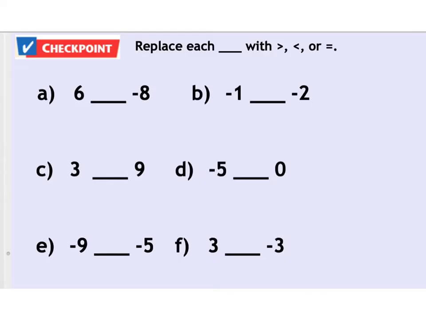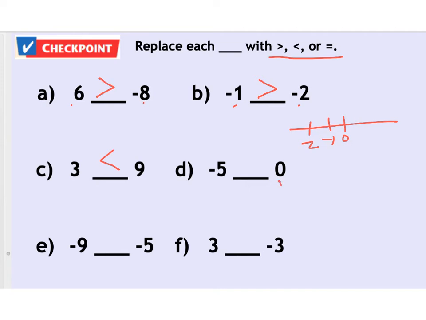You can pause and do these by yourself. Otherwise, we're going to do them and just put in greater than, less than, or equal to if they're equal. I don't think any of these are, but go for that one. 6 and -8. A positive is always greater than a negative. Letter B, -1 and -2. Think back to the number line. Here's 0, here's -1, here's -2. So -1 is greater than -2. 3 and 9. Well, these are both positive numbers, so 9 is greater than 3.